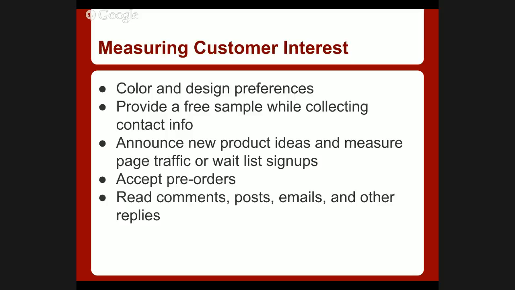Measuring customer interest. So as you're developing a product, there's a lot of options that you have, a lot of decisions that you have to make. Two examples are color and design preferences. Rather than making those choices unilaterally as the business selling a product, you could take this opportunity to actually present the options to your customers through any of a variety of channels and different types of content, and get feedback from them before the product is ready.